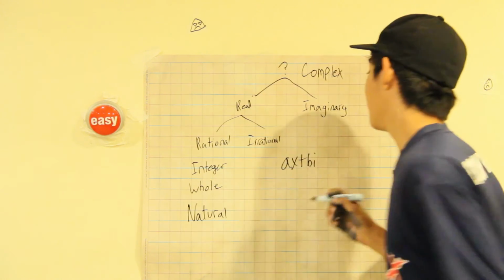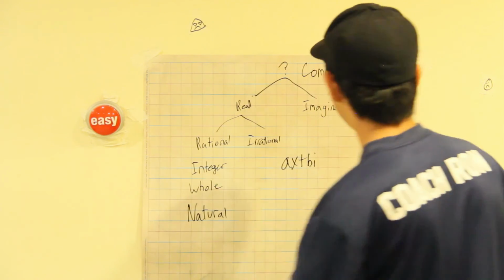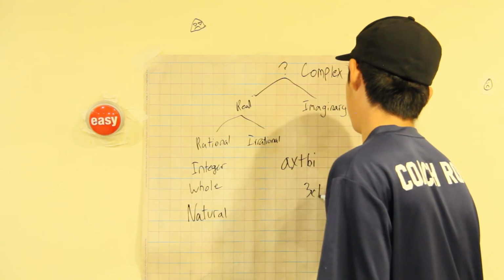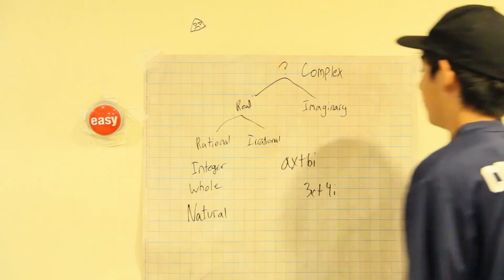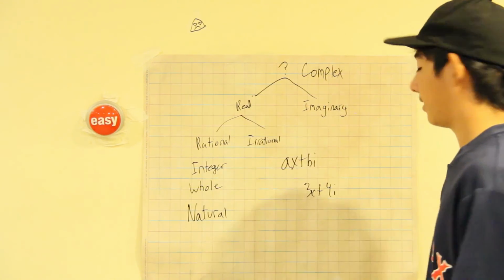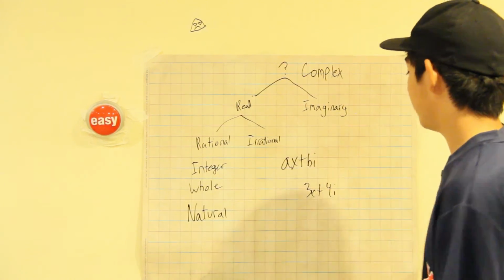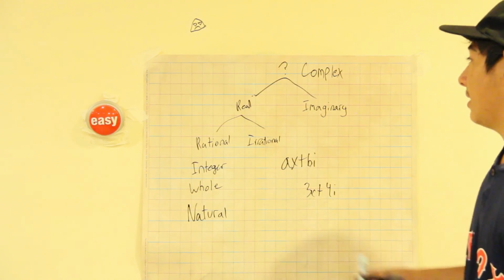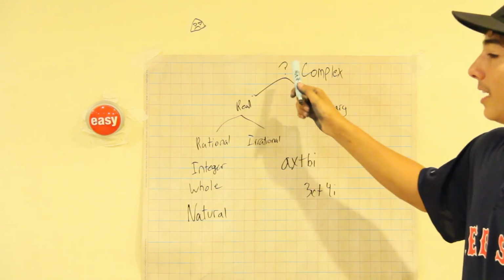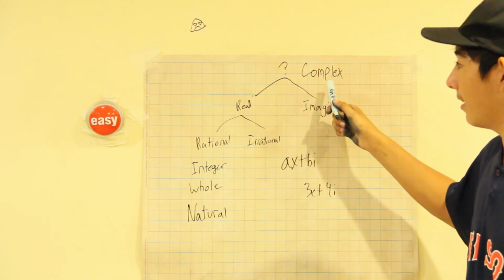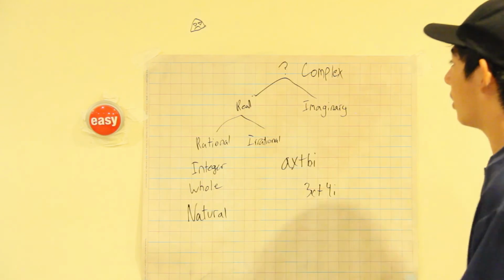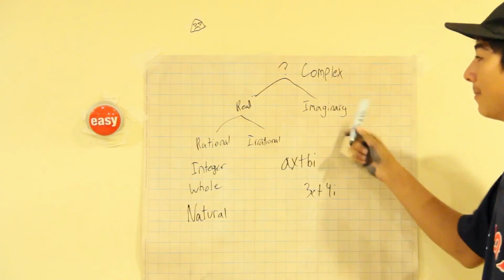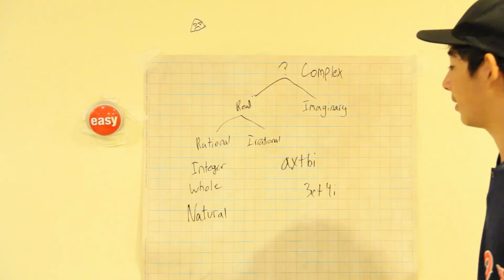So, for example, let's say we have the number 3x plus 4i. This number is not real because it has an imaginary part, and this number is not imaginary because it has a real part. So it would be considered a complex number. Now, as you can see, each number inherits the traits of whatever is beneath it. So a real number could be considered a complex number, and an imaginary number could also be considered a complex number.